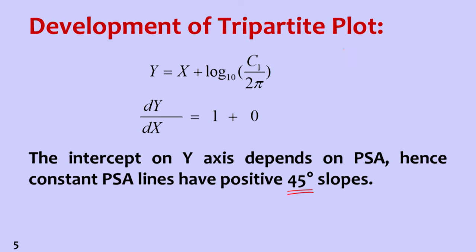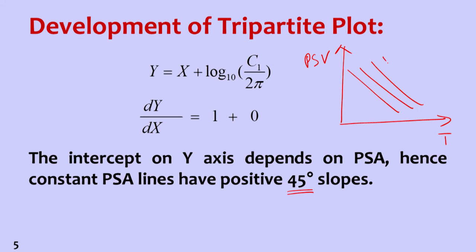So in tripartite plot, if you take this as log t, and this as PSV, what we get is these lines. If we measure on these lines, these positive 45 degree lines show PSA values, pseudo spectral acceleration values.